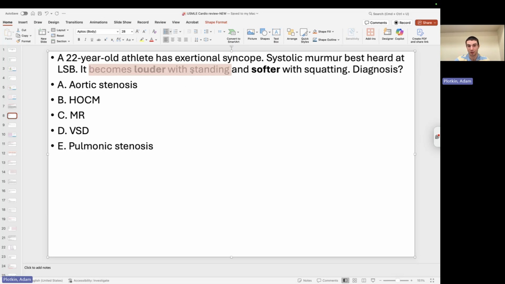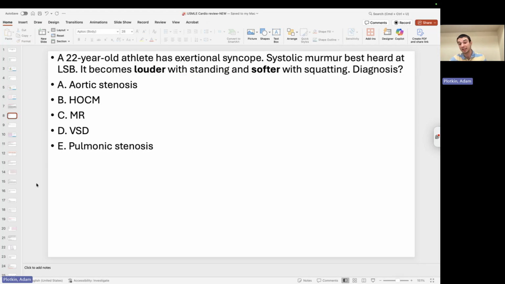The key for this question is really just worrying about what happens with standing. Remember from my cardiac physiology lecture from two weeks ago: for most murmurs, when I stand, my preload goes down. The blood pools more towards my lower extremities for a little bit. If I'm decreasing my preload, there's less flow across the regurgitant valves and the stenotic valves, so the murmurs should become more quiet. But in this case, the murmur becomes louder with standing.